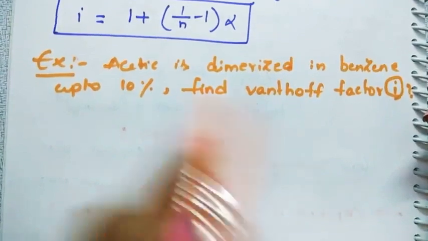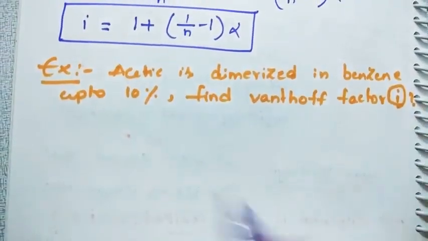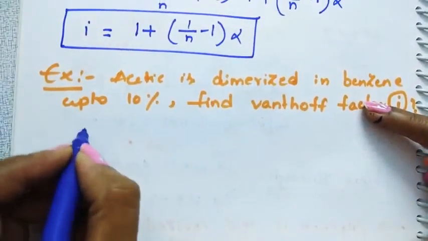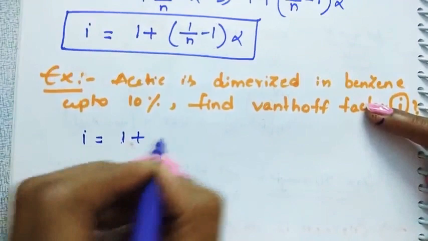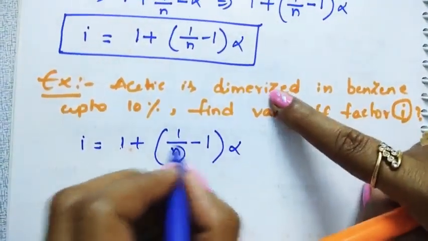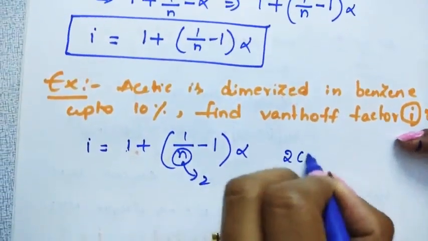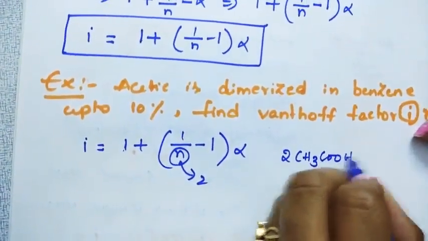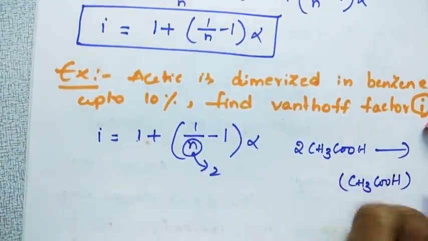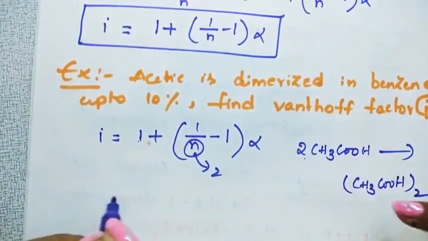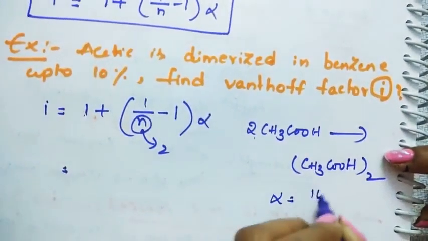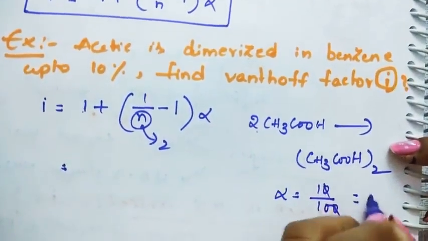Now let us solve one question. Acetic acid is dimerized in benzene up to 10%. Find Van't Hoff factor i. See here, dimerized means association. What is the formula you have to use for association? i is equal to 1 + (1/n - 1) alpha. For dimerized, what is the n value, students? 2, because 2 moles of acetic acid initially are converting into 1 mole. What is the n value? 2. And it is 10% associated, so alpha is 10 by 100. How much is it? 0.1.